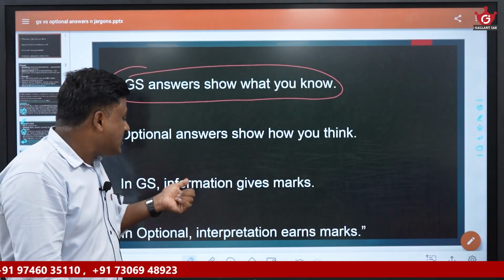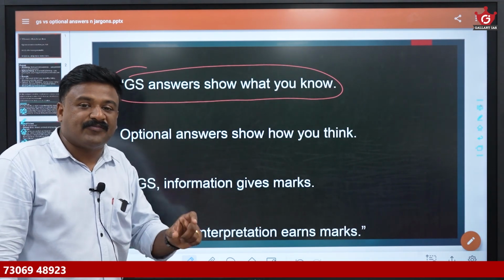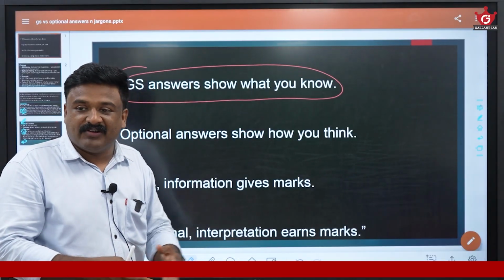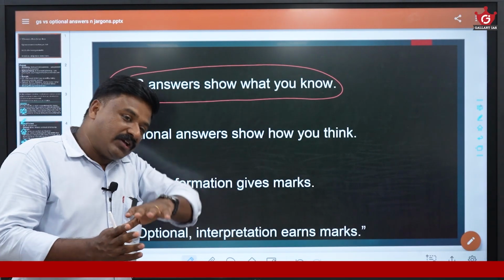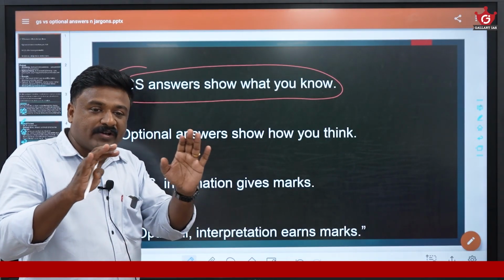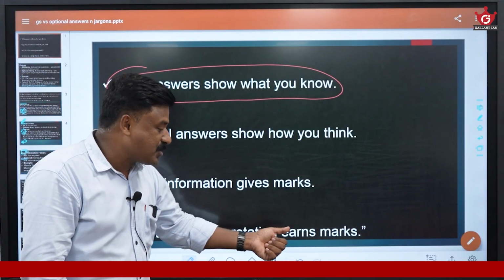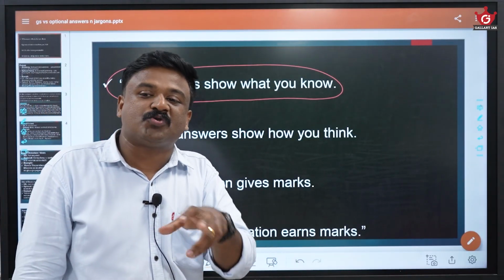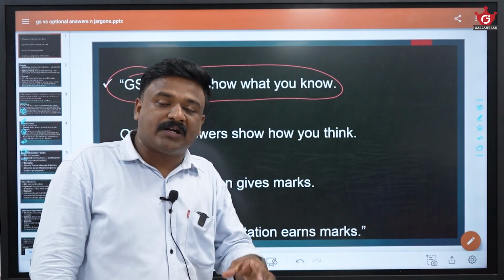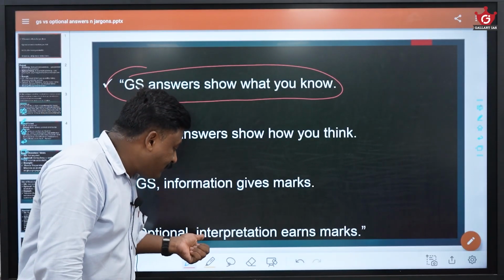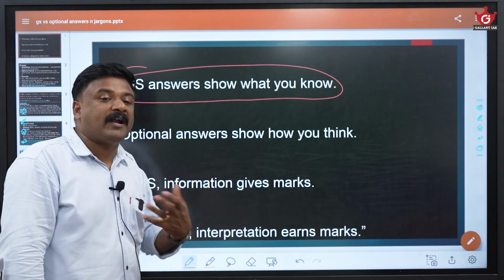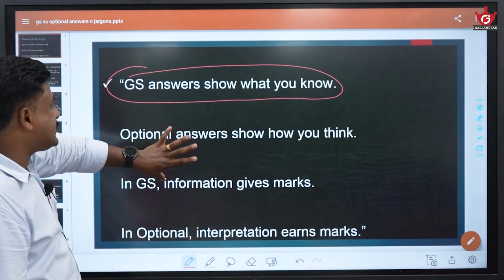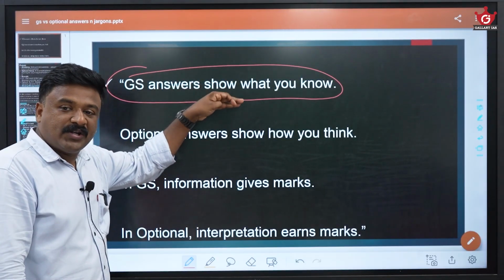Okay, then see, GS information gives you marks. A question asked about the 1857 revolt, its causes and results. Simply write the causes and results or causes and consequences. You will fetch the marks. But coming to the optional, you will have to go for its interpretations here. See, in optional, interpretations earn marks. When you say the causes, yes, you have to subdivide them into multiple dimensions. When you say the consequences, into multiple dimensions, into multiple themes, you will have to go for different dimensional interpretations. Okay, a much deeper understanding and deeper analysis will fetch you marks in your optional history. This is the basic difference between the optional answer and the GS answer.